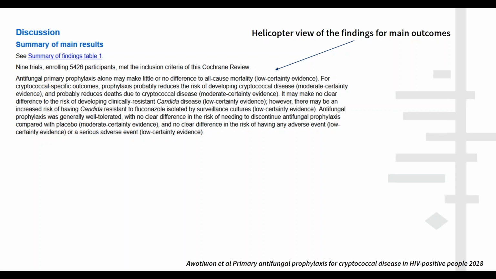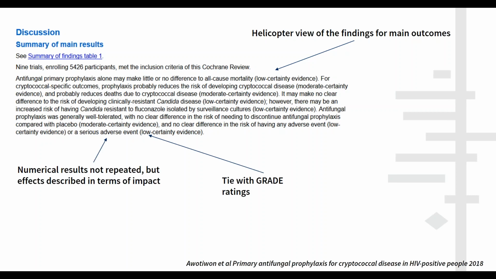The results section was a lot more expansive in terms of effect sizes and confidence intervals and I-squares and number of studies and number of participants on an outcome by outcome basis. But by the time you got to the discussion, you don't need to repeat that information. What they've really focused on is three things. One is obviously the helicopter view for the findings for the main outcomes.